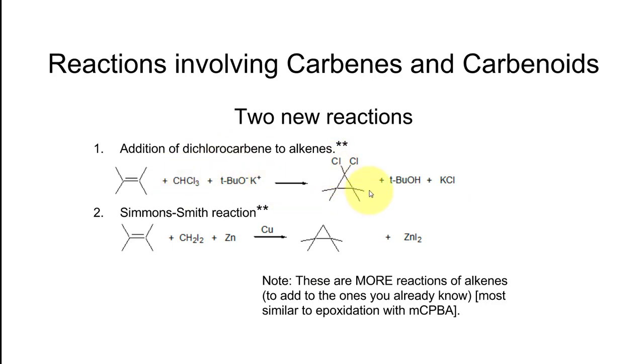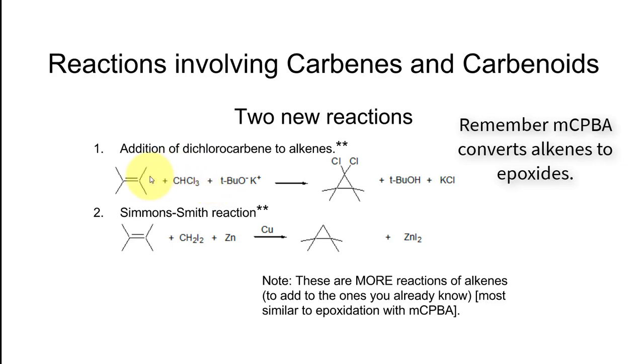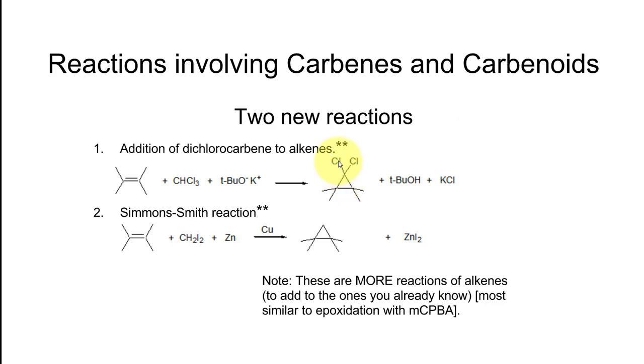So this reaction may look kind of familiar. It's sort of like the epoxidation reaction that alkenes undergo with MCPBA. Remember that reaction which makes a 3-membered ring with an oxygen bridge? Well, this is again a 3-membered ring, but now with a carbon bridge. So in essence, we've made 2 new carbon-carbon bonds. Thus I put 2 asterisks here because it's making not 1, but 2 carbon-carbon bonds. Really neat thing to be able to do. So this is one new reaction you'll be learning.